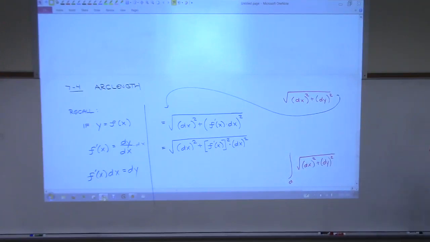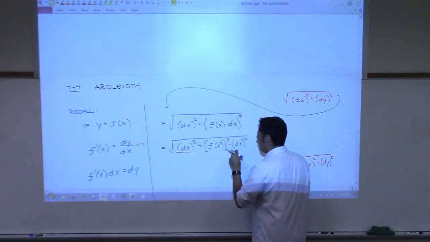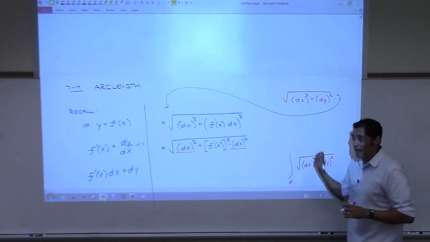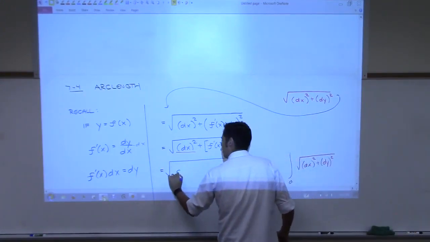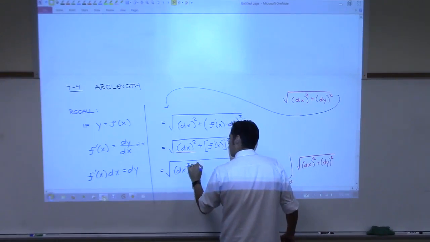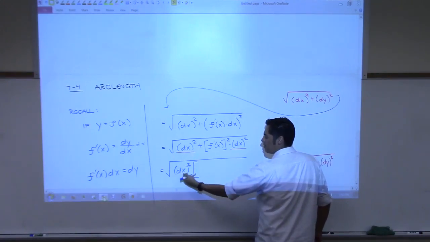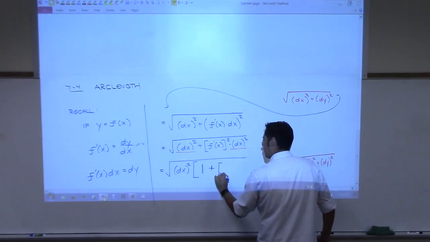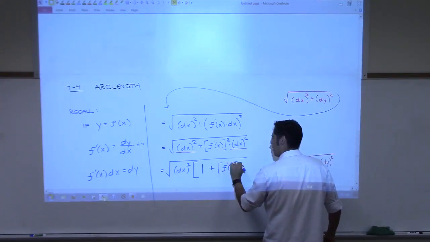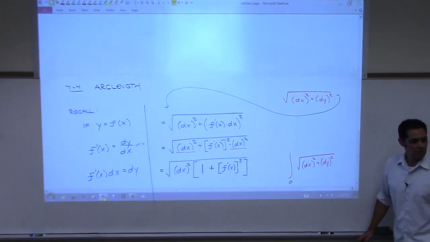All right? Now what do both of these have in common? They both have a dx squared, right? This term has a dx squared. This term has a dx squared. Factor out a dx squared. You get dx squared out front here. Then you'll have what? You got to be able to get that back. So 1, right? Plus, and then this thing, f prime of x, that quantity squared. That is what happens when you factor a dx squared out.